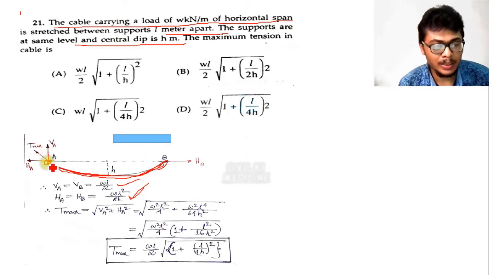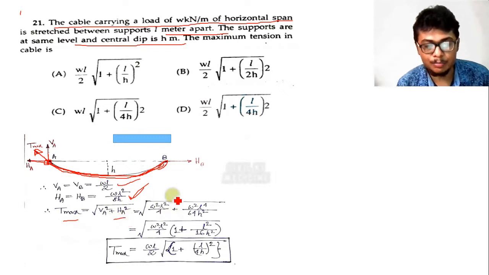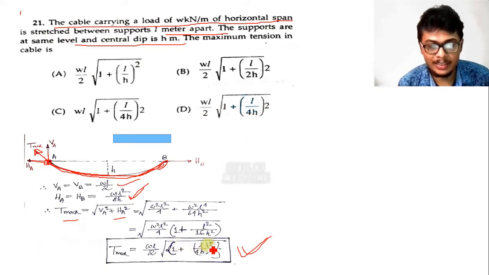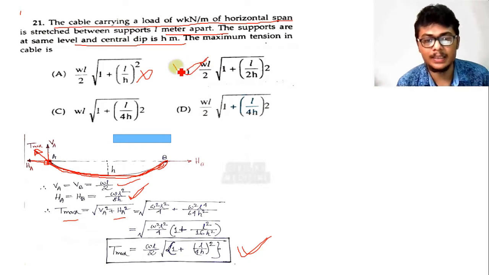Therefore this is the vertical component, this is the horizontal component. There will be a resultant, and this resultant force is the tension in the cable, T max. Therefore T max will be root over vertical reaction square plus horizontal reaction square. After putting the values, I will get this answer: WL by 2 root over 1 plus (L by 4H) whole square. Now let's see the options. Option A is not, option B is the correct answer. Therefore answer B.